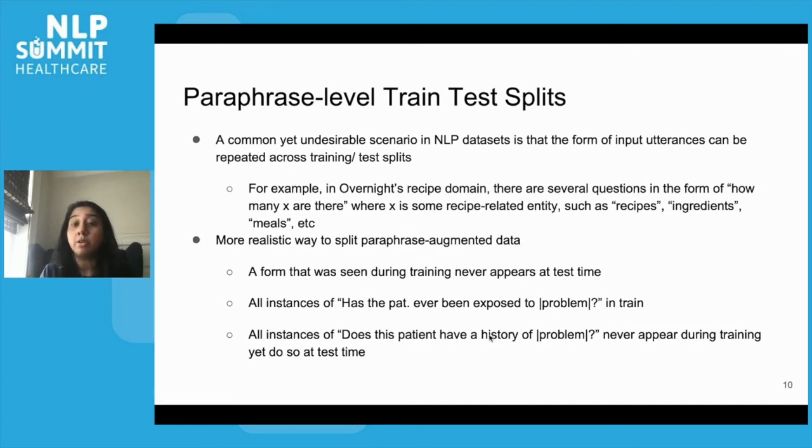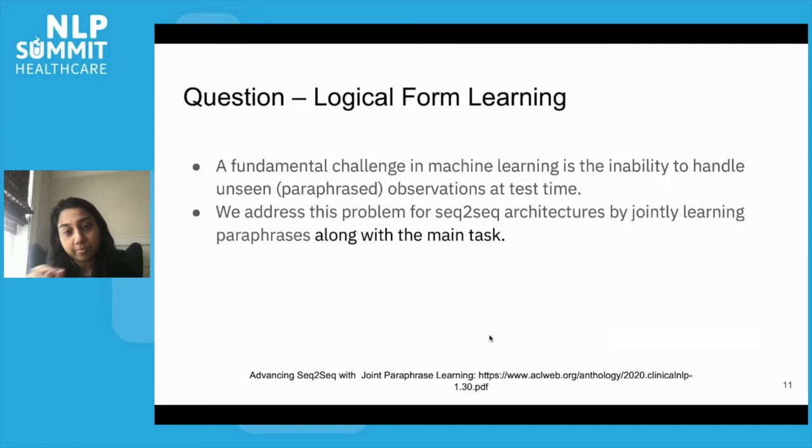So, is the model able to learn to paraphrase along with answer the question? Because in a real world scenario, a physician may not phrase his information need exactly the way in which the model has seen the question. So, they could phrase it in any way, and the system should still be able to handle it. So, this is a fundamental challenge in machine learning, which is an inability to handle unseen paraphrased observations at test time. And what we do is we address this problem for sequence learning architectures by jointly learning paraphrases along with the main task.